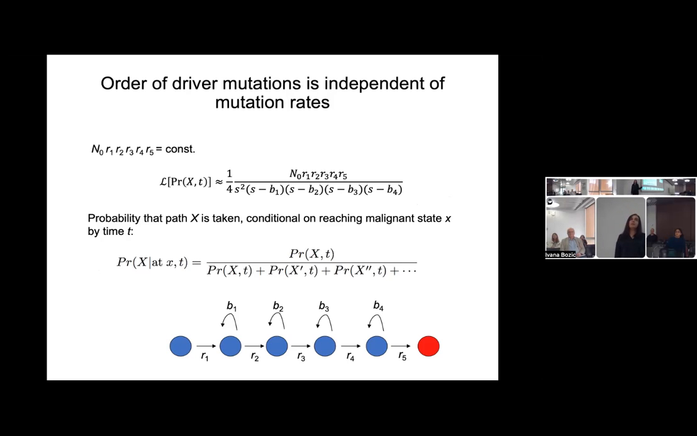And another thing that was very curious here is that once we did this analytic analysis, we also noticed that in this setting, the order of driver mutations is independent of mutation rates, which was curious. I expected that fitness advantages would play the largest part, but the mutation rates would still be important. However, here we can see that because their product is the same, they all cancel out. And the only thing that matters is the fitness, which is also very interesting, at least in my opinion.